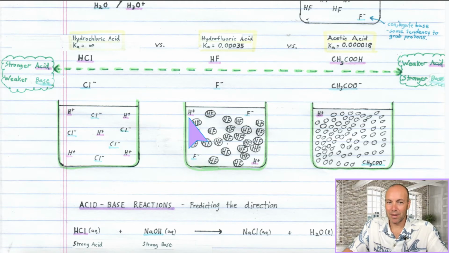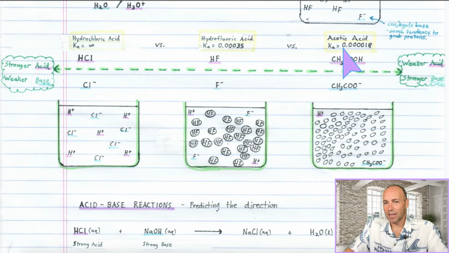The F minus is kind of basic, but the acetate anion is more basic. So as you get to weaker and weaker acids, the conjugate base anions get to be more and more basic. Now, the strength of an acid can be quantified by what's called the acid dissociation constant. These are the Ka's that I have up here. And the smaller the Ka, the weaker the acid.